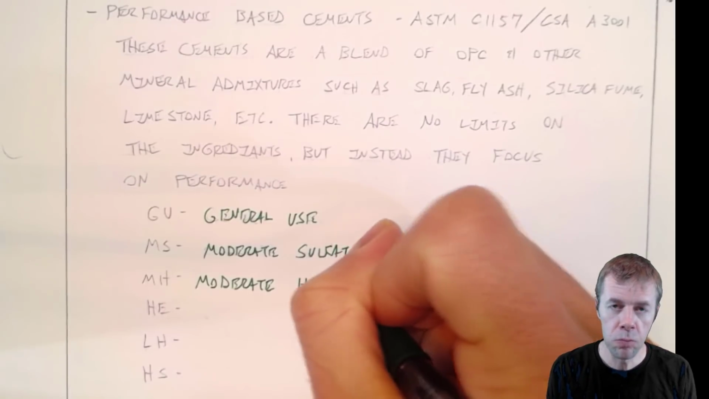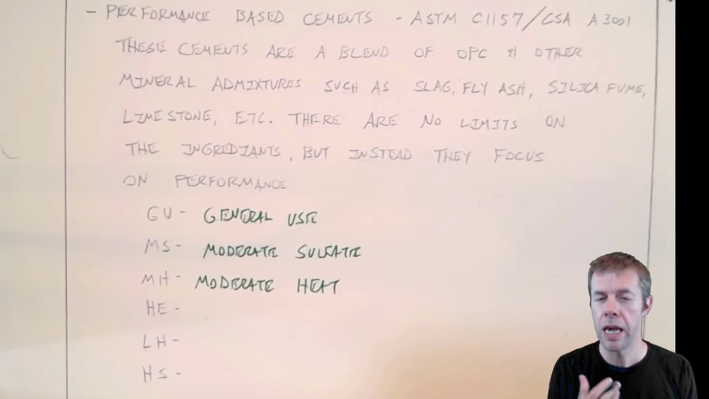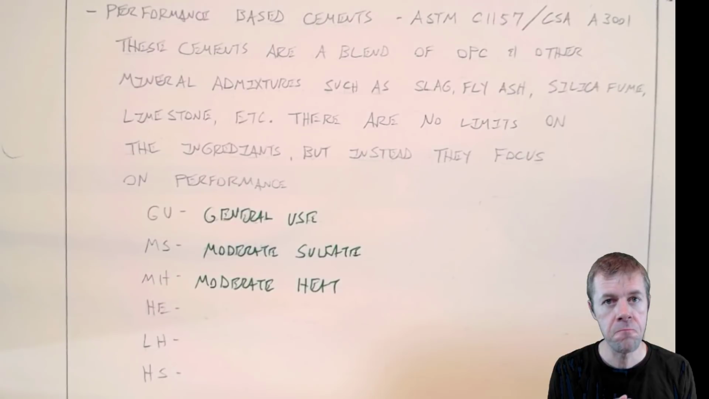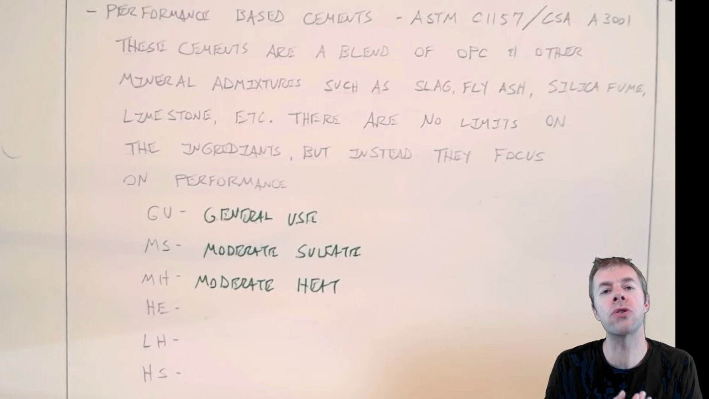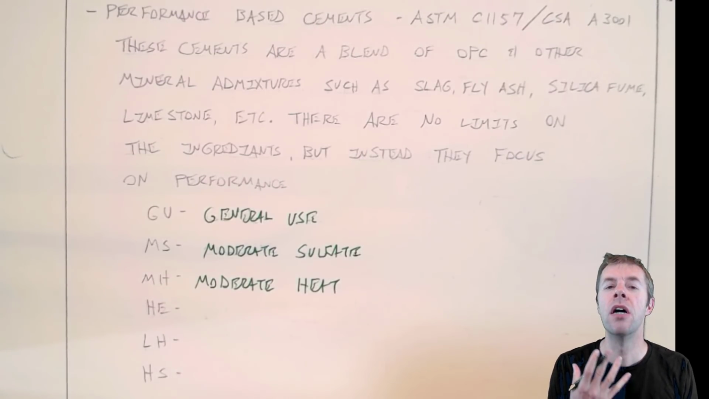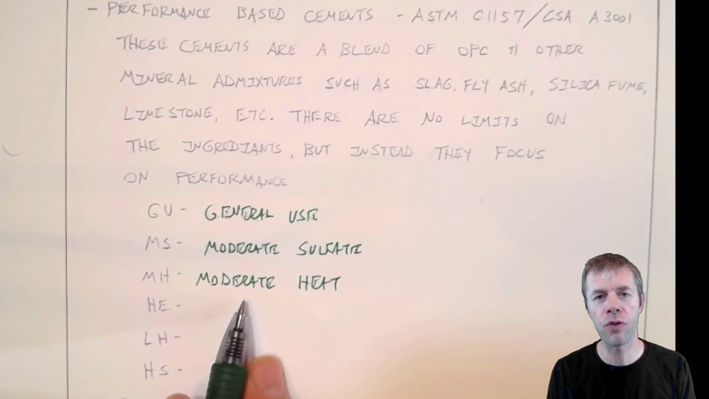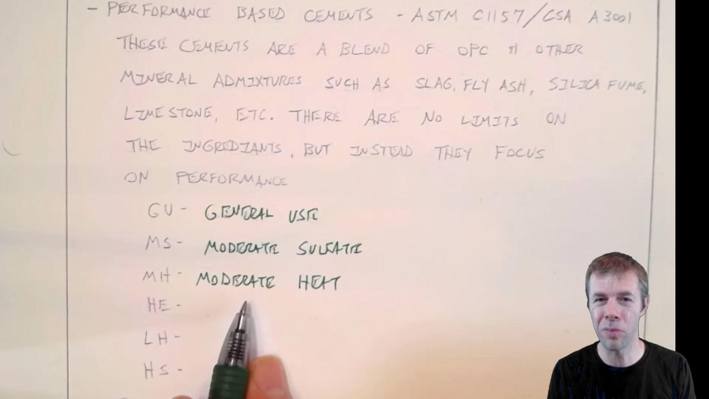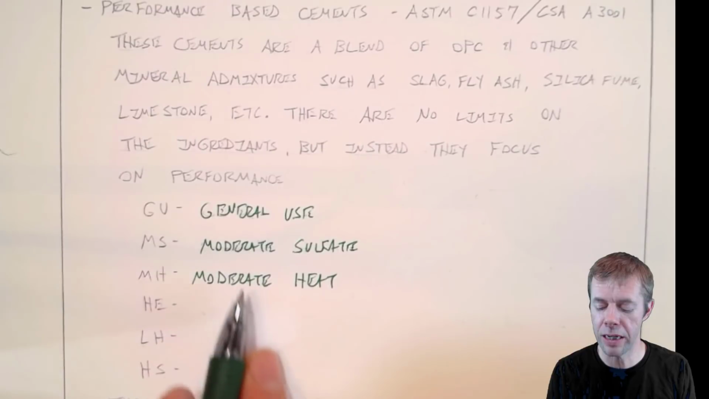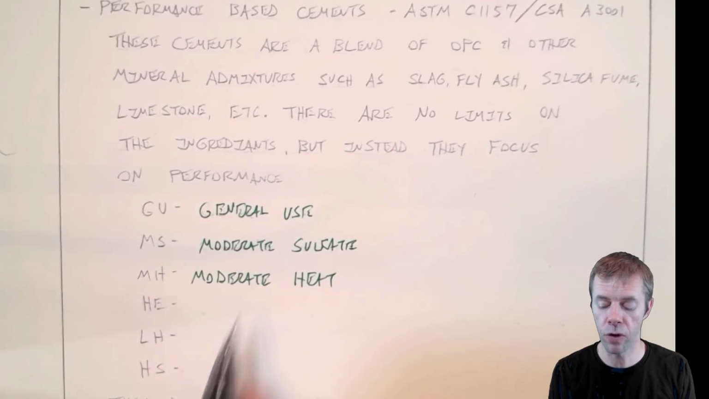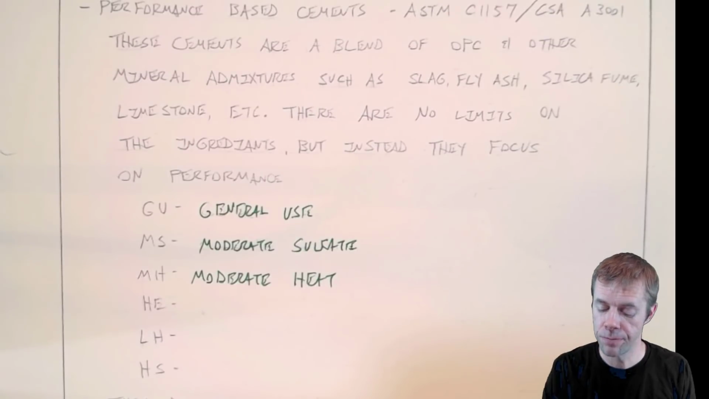MH, moderate heat. And how would they do that? Well, it may be the chemistry of the cement. It may be the additives they add. It's not the purchaser's concern. It's kind of like, don't tell me what's in the cake. Just tell me if the cake tastes good or not, or tastes the way you want. If you want moderate heat, ask for moderate heat and they deliver it to you. The problem is that you might need general use for one project and you might need moderate heat for another project and you might need moderate sulfate for another. That can be an issue.